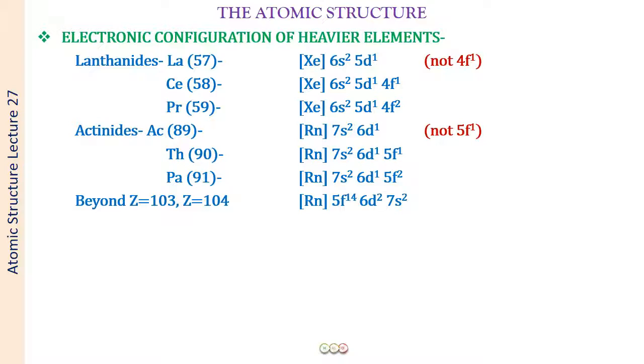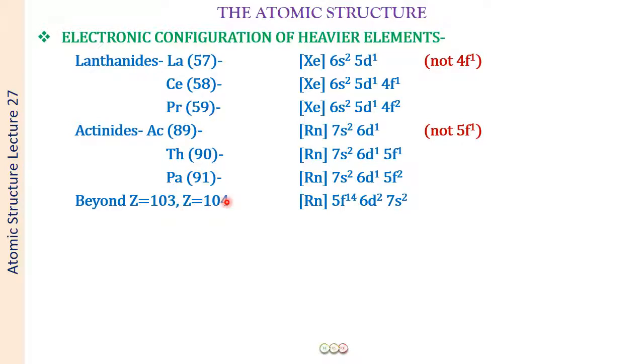Beyond Z equal to 103, we have the atomic number Z equal to 104. Till 103, it is the filling of the actinide series. You will understand this when we study the periodic table. But till 103, it is the filling of the last 5f orbital. Okay, so that is the 14th electron going into 5f14.